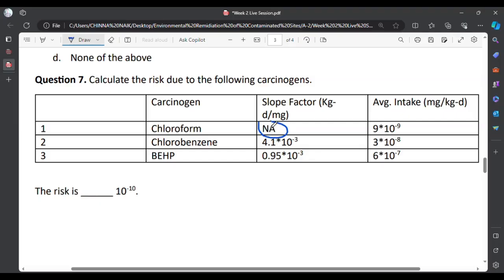So in that case, what will you do? Can you calculate risk without a slope factor? No. So we don't need to consider this data. Now calculate separately for chlorobenzene and BHP and then combine. We have to calculate the risk for combined compounds.